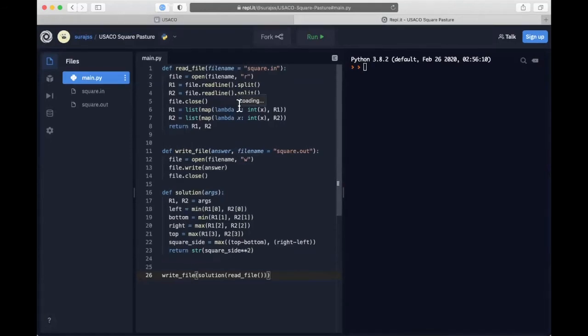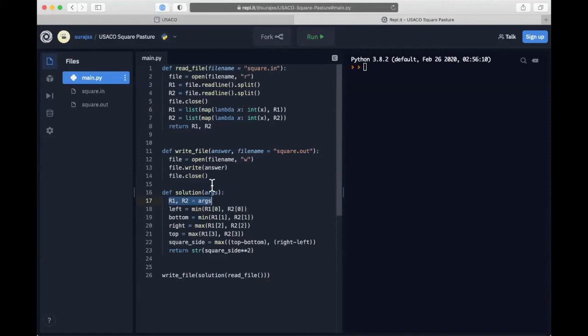Okay, so for the solution here, first I read in the rectangles right here. Those are the rectangles part. In here, we just convert them from the string version to the integer version. This is the right file, and what we do is first decompose it into R1 and R2, which are the rectangles.